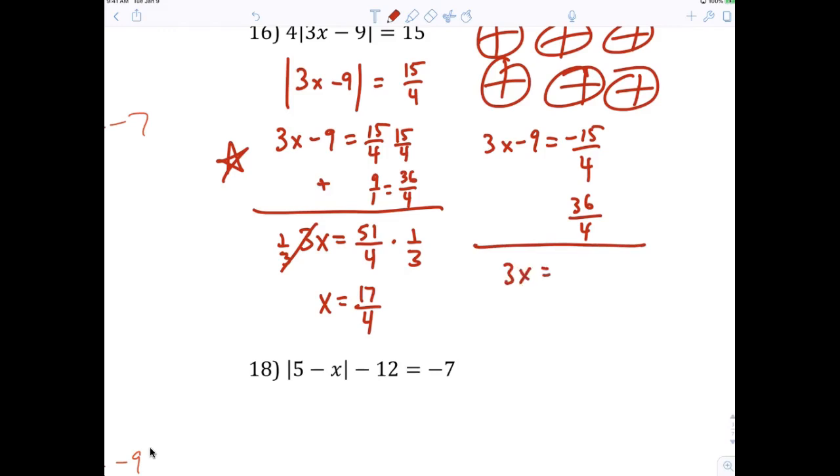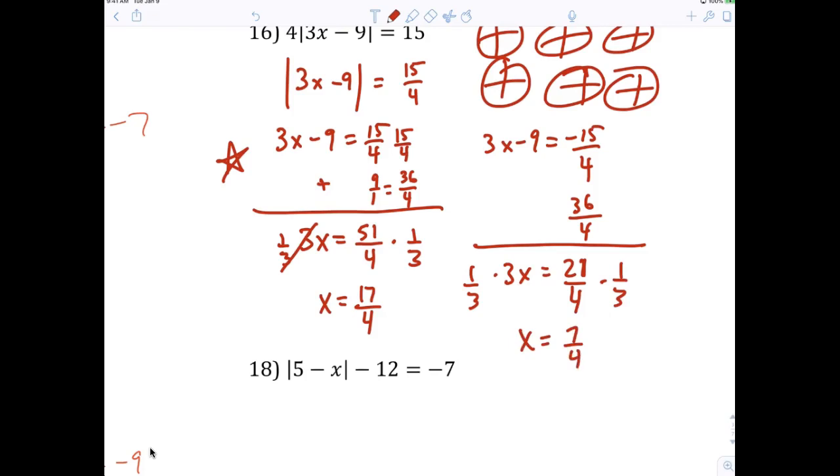So 3x is equal to, now what? 36 minus 15 is what I'm asking. Right, 21/4. 36 minus 15 is 21, not negative 21. Now, again, multiplying by the reciprocal, so it's 1/3 times 21/4. So x is equal to 7/4.